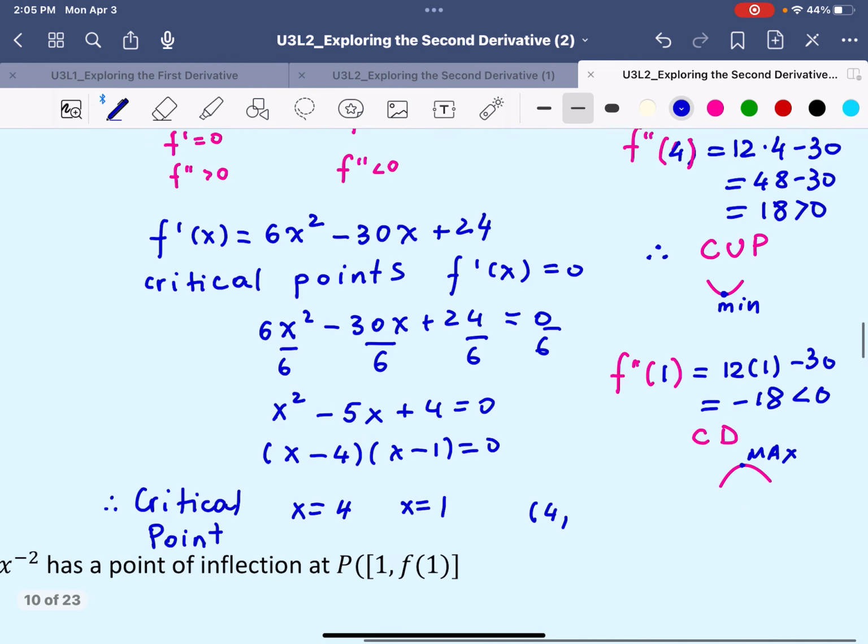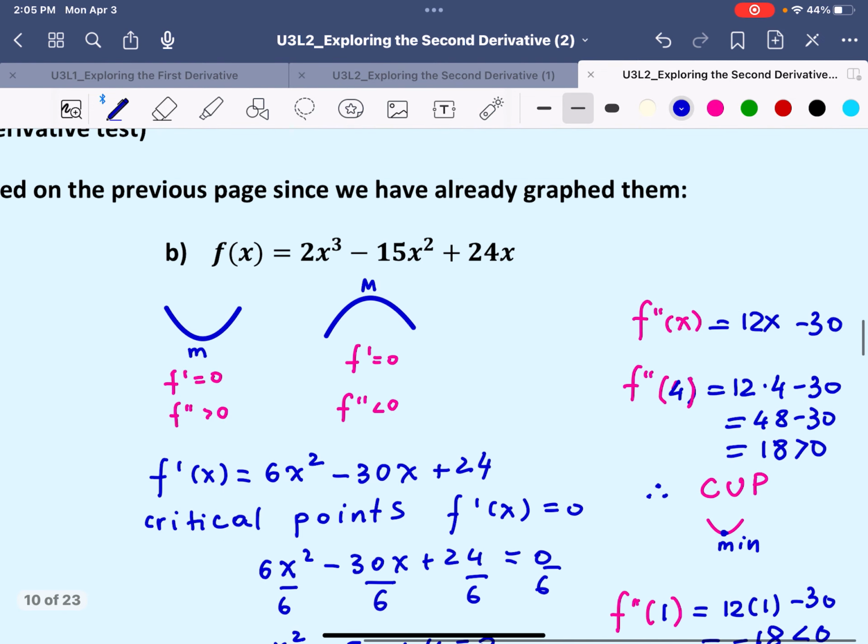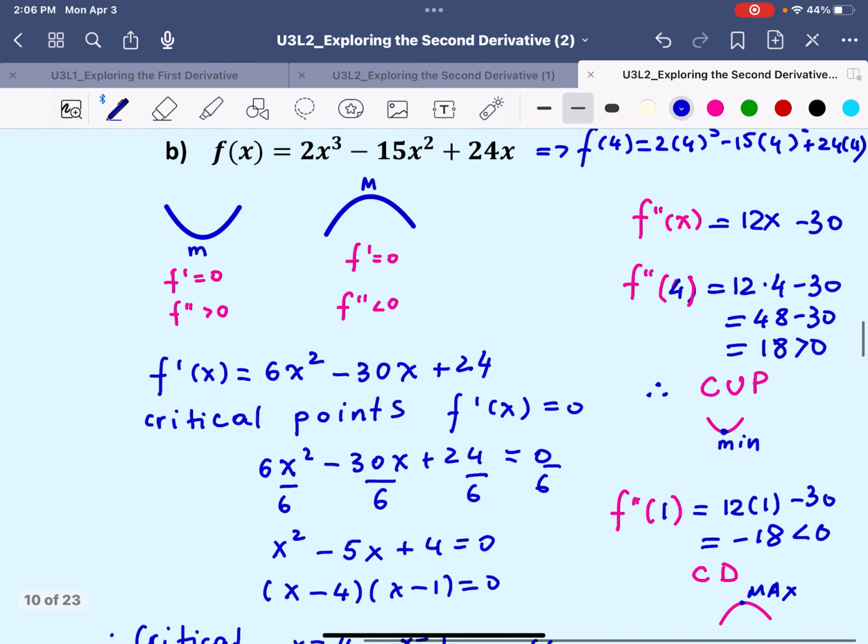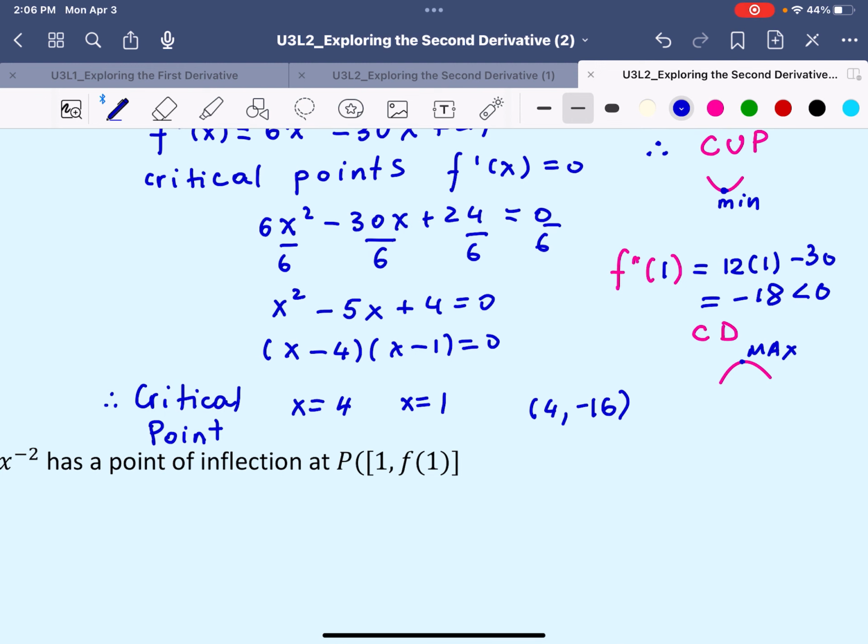Let's find out what the y-coordinate would be. For the y-coordinate, we simply substitute x by 4 in the function. So that would be 2 times 4 to the power of 3 minus 15 times 4 squared, and then plus 24 times 4. I will simply use the calculator here to find the value of y. So that would be 2 times 64, that's 4 to the power of 3, minus 15 times 16, and then plus 24 times 4, and that will give a value of negative 16. So at x equals 4, y equals negative 16, the function will hit a minimum.